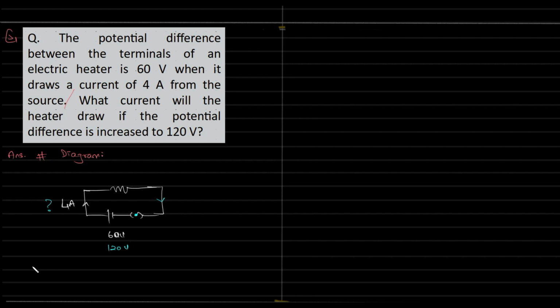Okay, there are two ways. The first way is find R, and then find the current through the second scenario. Since resistance is fixed for this particular setup, resistance will not change. You can change the voltage and thus the current will change, but the heater will remain the same physical structure. So resistance will remain same for both the cases, so you can equate the LHS and RHS and solve it.